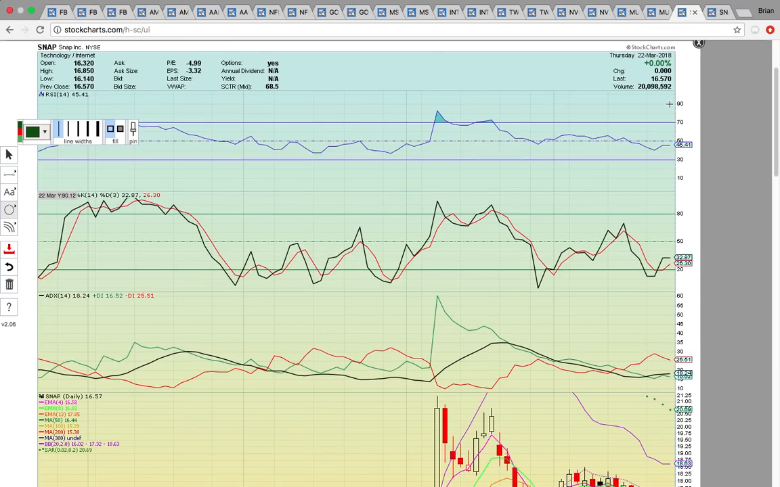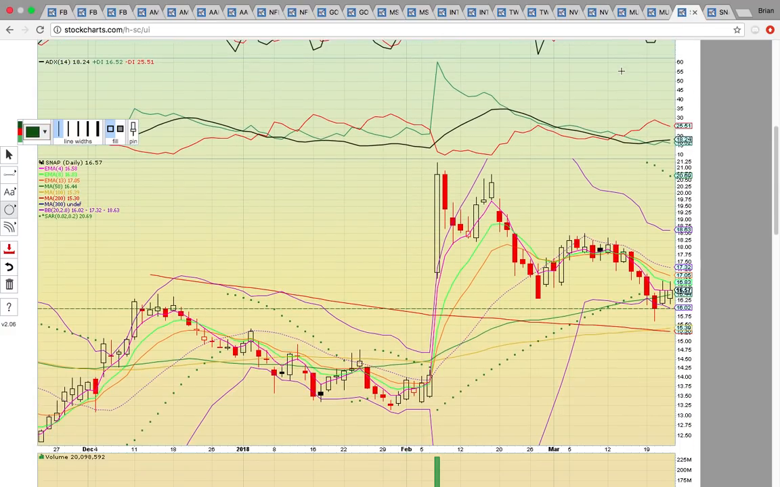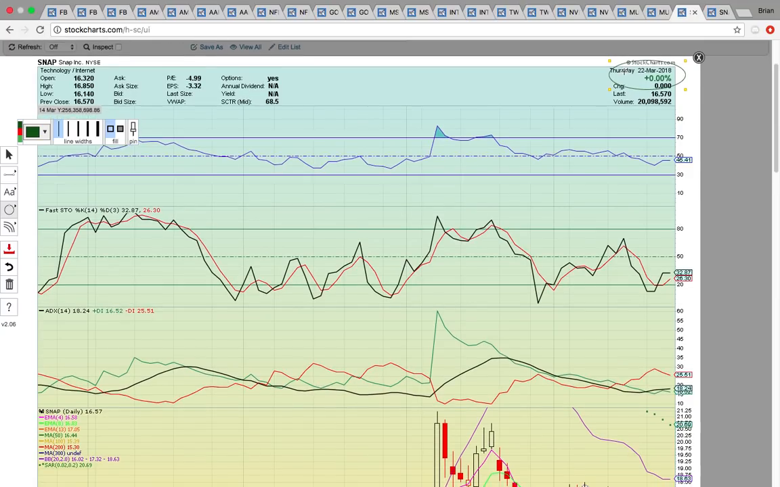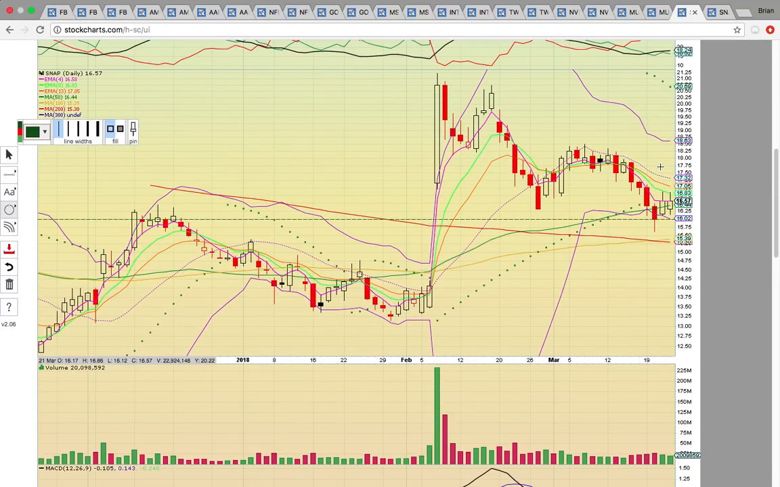Okay, one more to leave you with is Snap. Snap held up. It closed flat on the day, and it had pulled back, so it's pretty interesting. It's already been in a downtrend. The middle Bollinger Band turned into resistance here, the dotted purple line, and so it's been down here trying to bounce off of the 50-day simple moving average.